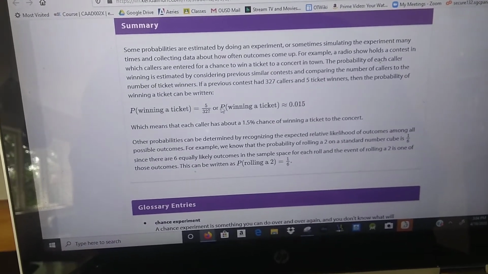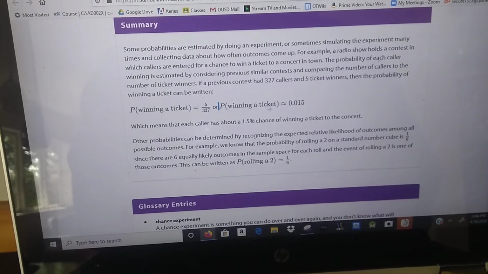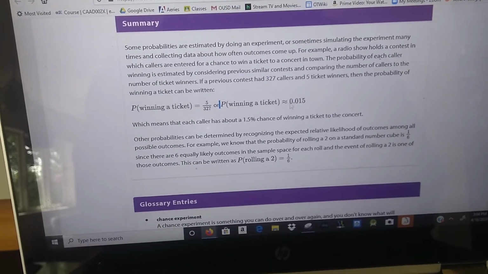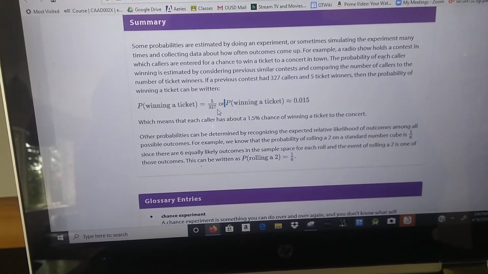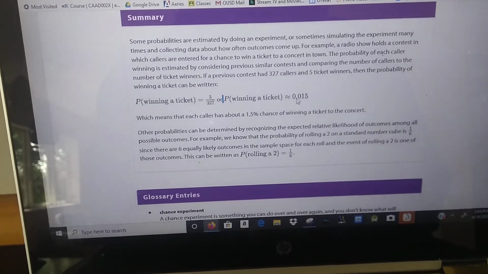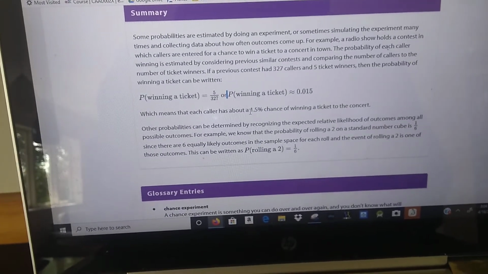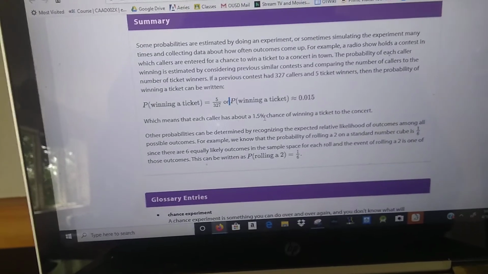But once again, they said the probability of winning a ticket is 0.015, or 5 out of 327. If we were going to convert this to a percentage, they did it down there, it's 1.5%. So once again, that's how you write that.